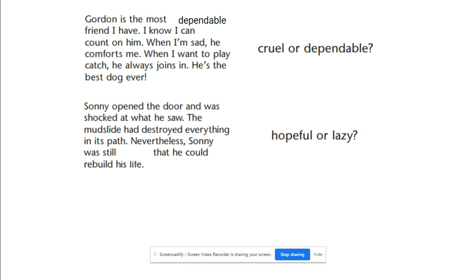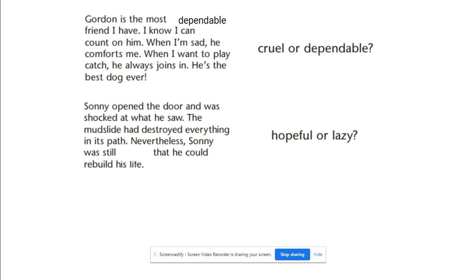Next passage. Sonny opened the door and was shocked at what she saw. The mudslide had destroyed everything in its path. Nevertheless, Sonny was still blank that he could rebuild his life. So a key word in this passage is this word rebuild, right? So Sonny opens his door, everything is destroyed. Maybe his house, maybe his yard or his car or something like that. But Sonny is confident that he can recover from this.